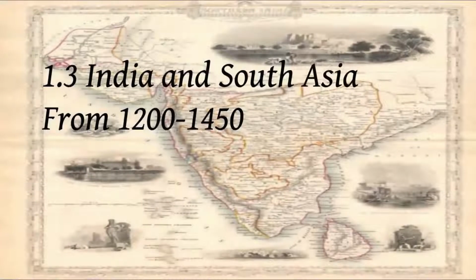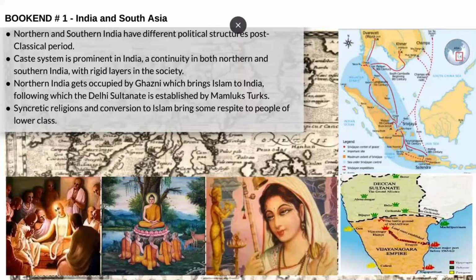Unit 1.3, India and South Asia. Bookend number 1. Northern and Southern India have different political structures post-classical period. The caste system is prominent in India, a continuity in both northern and southern India, with rigid layers in the society.